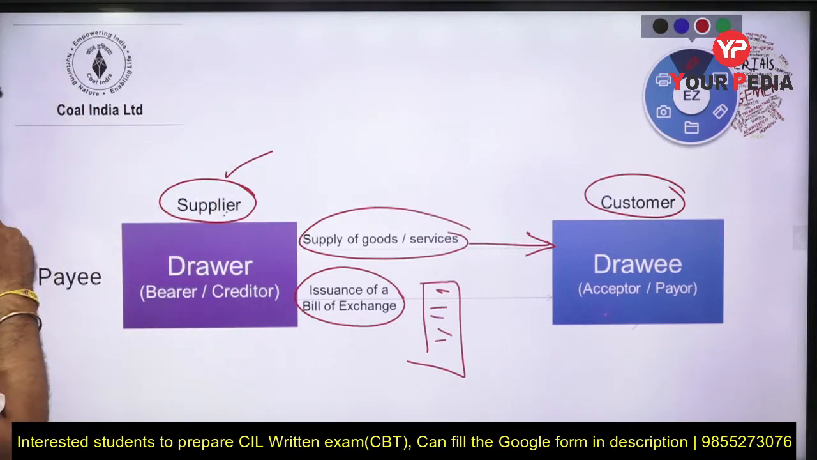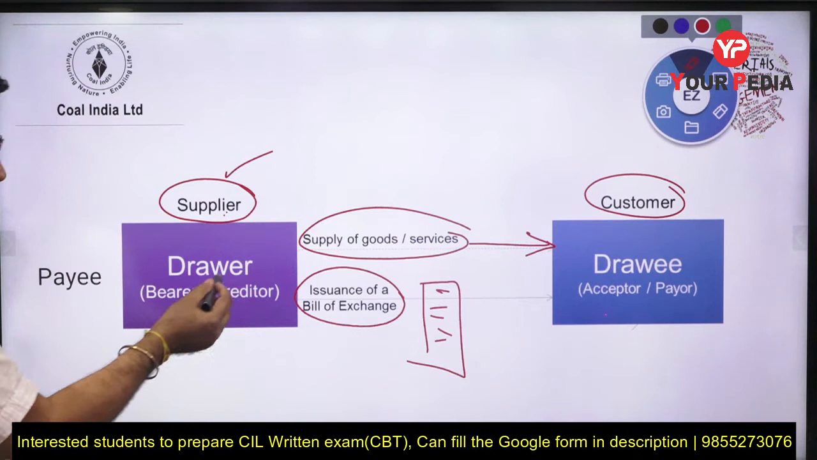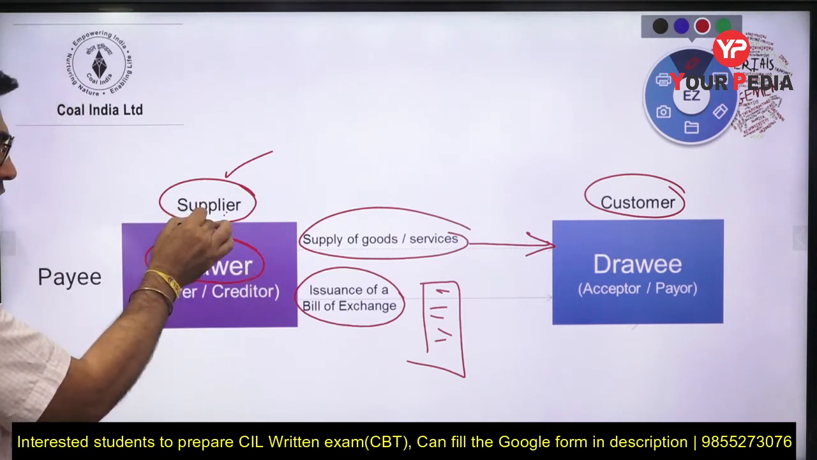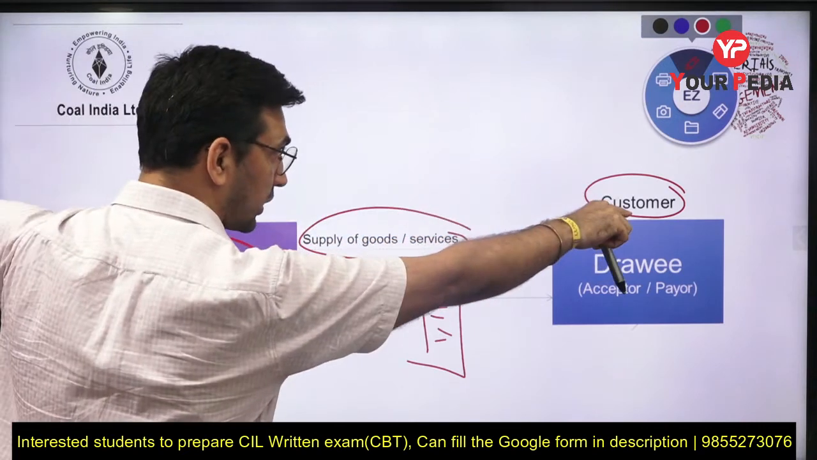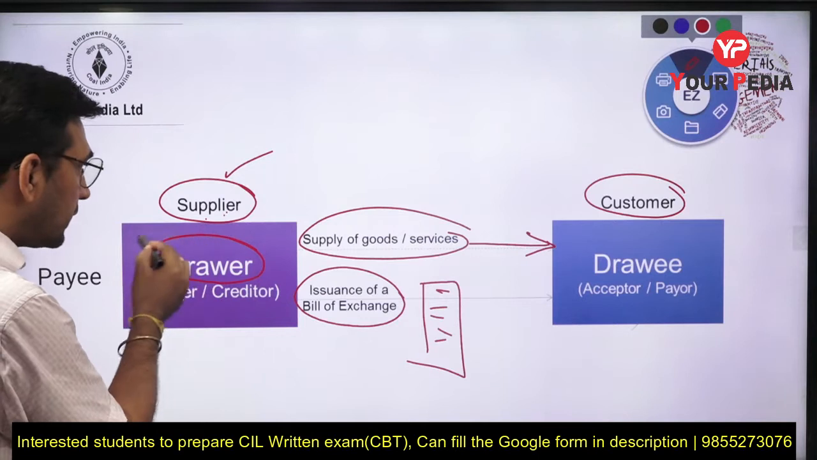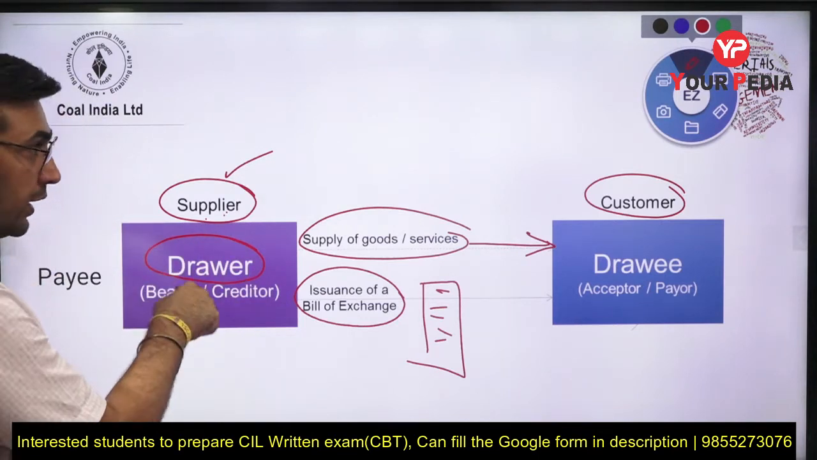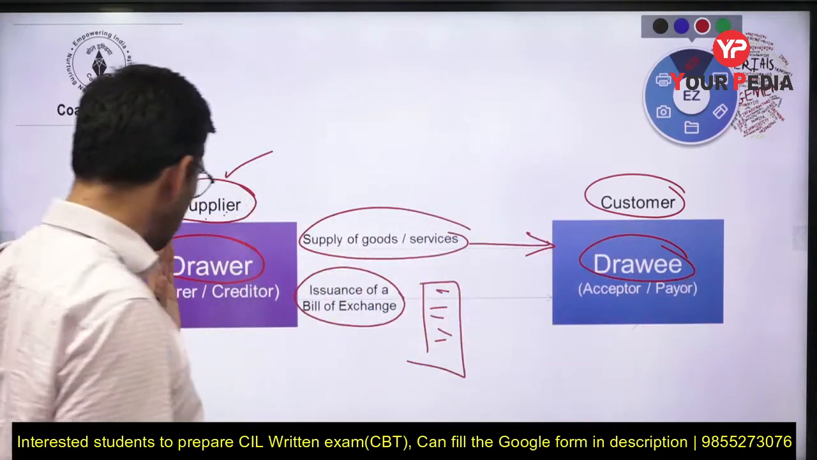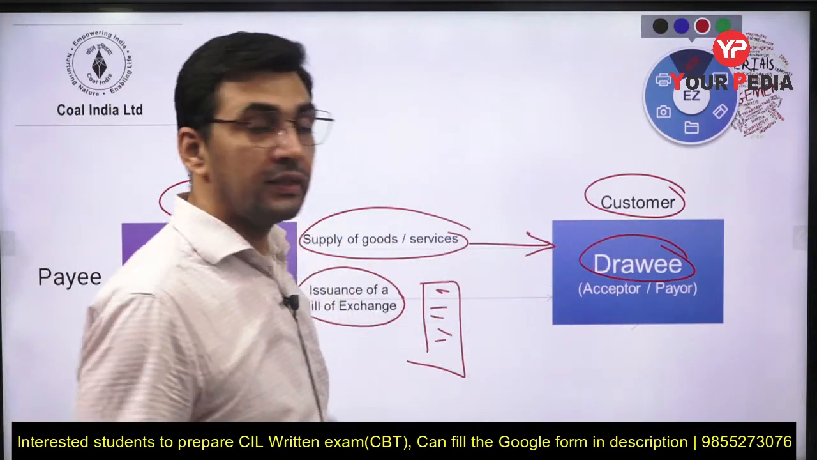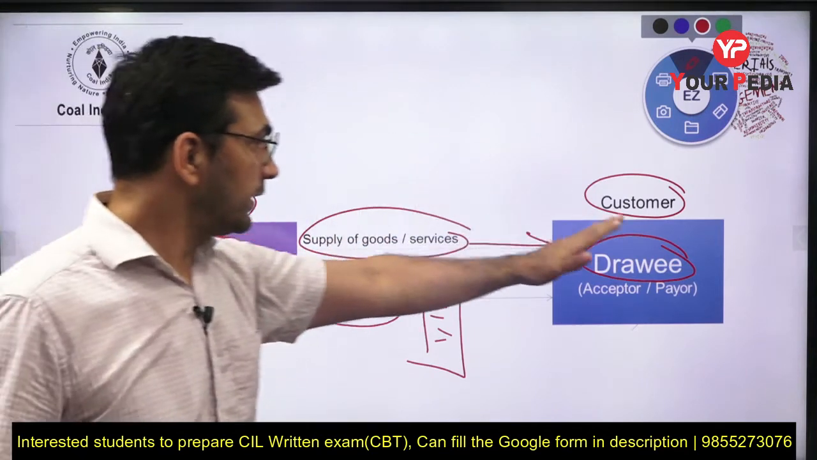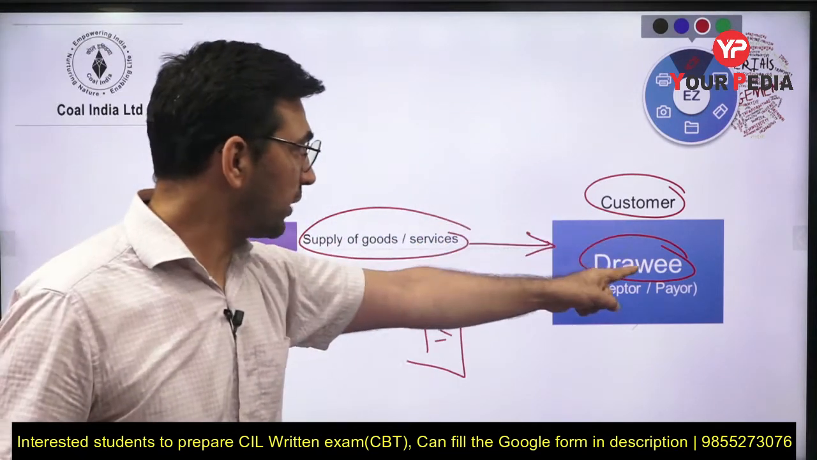Now just have a look over here. Who is the drawer over here? Drawer means maker. Now the supplier is the drawer. Earlier the customer was the drawer in case of the promissory note. Now here the supplier is the drawer, and then who becomes the drawee? The customer, because you have drawn this on the customer, right? So you have drawn it on the customer, so this becomes the drawee.